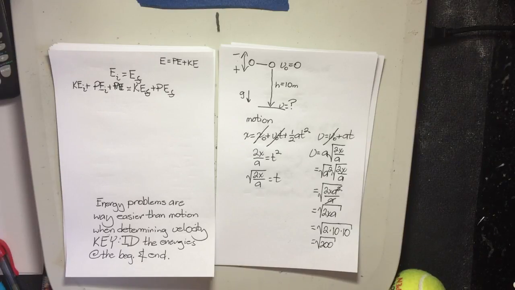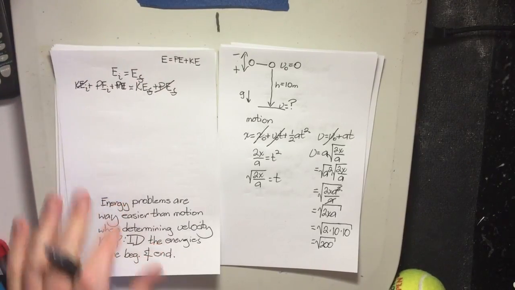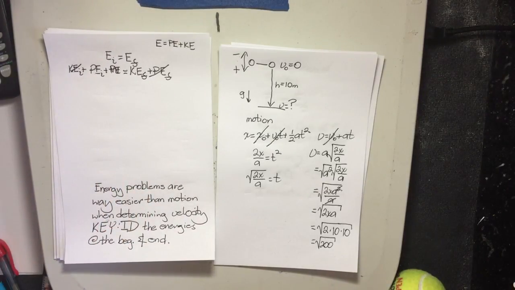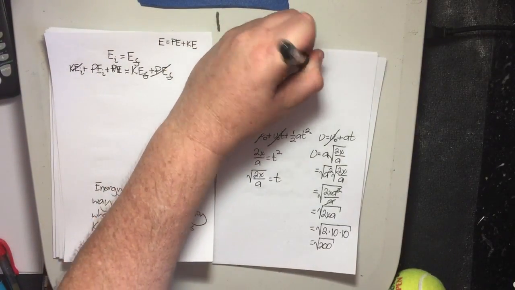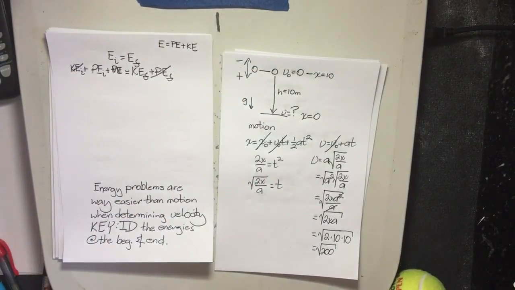2 of the 4 on this equation at this moment for this problem are 0. Which 2? Correct. At the beginning, I specifically said it was dropped. The initial velocity was 0. If the initial velocity is 0, the kinetic energy is 0 because 1/2 m0 squared is 0. The potential energy at the end is 0 because the x-coordinate here is 10 and the x-coordinate there is 0. The final height is 0.